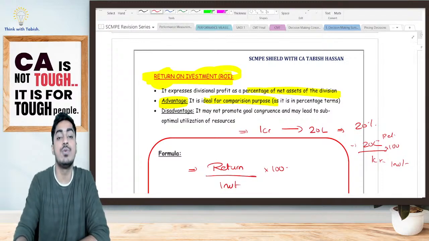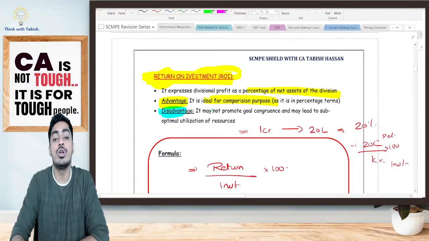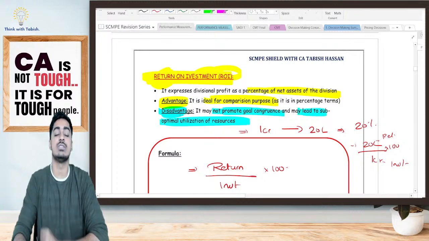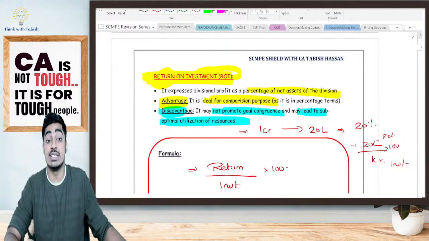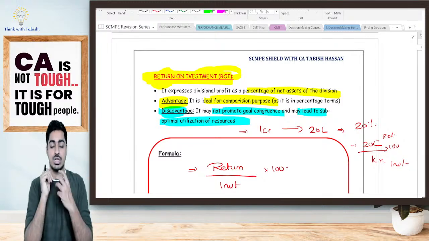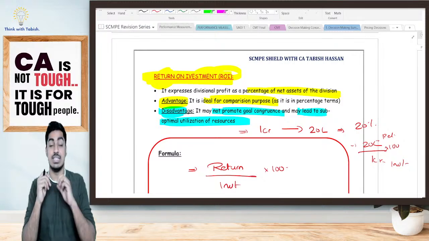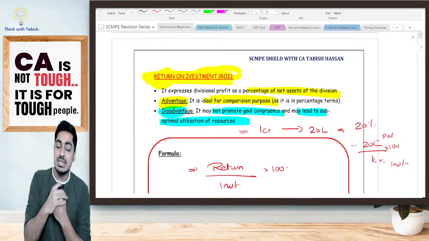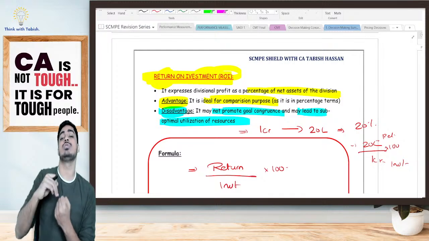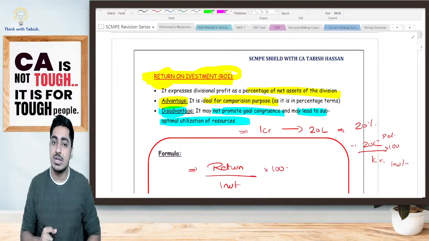However, there is one disadvantage, students. It may not promote goal congruence and it may lead to suboptimal utilization of resources. Now, the concept of goal congruence we have already discussed in the chapter of divisional transfer pricing. What is goal congruence? Goal congruence is if the decision that the division is taking, the same decision my company also wants to take, that means goal congruence is promoted.